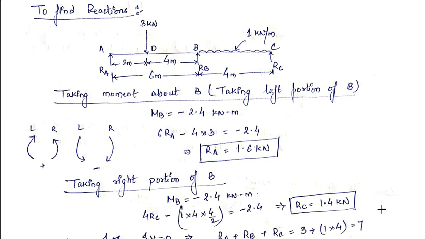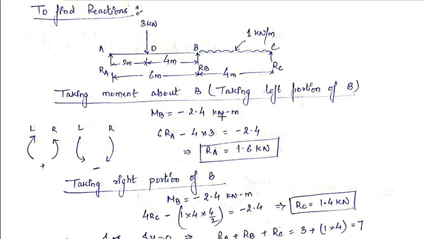So in order to find the support reactions, see, this was a beam that we were given. Now we have found the value of the bending moment at point B. So MB is equal to minus 2.4 kilonewton meter. See, now MB, that is the bending moment at B, is the summation of the moments to the left of B or to the right of B.